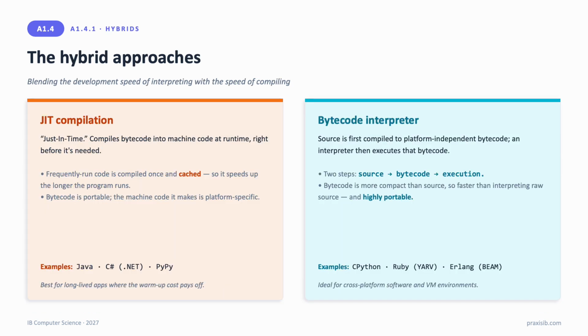So far this sounds like a simple choice. You compile for speed or you interpret for convenience. But engineers asked a good question. Why not get both? This gives us two hybrid approaches. Let's look at the left side first.